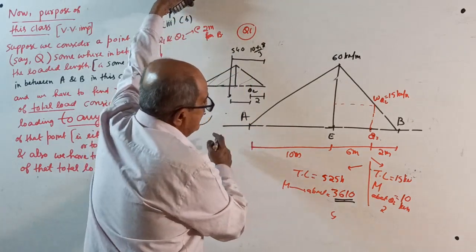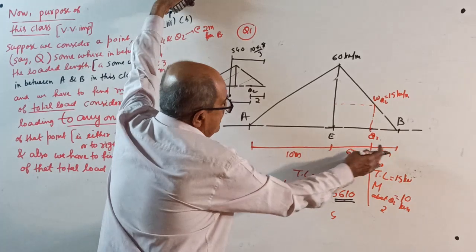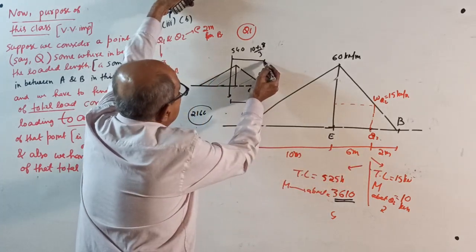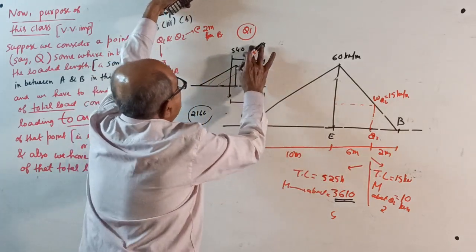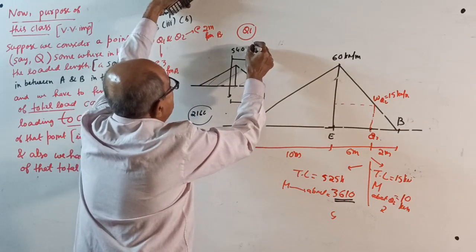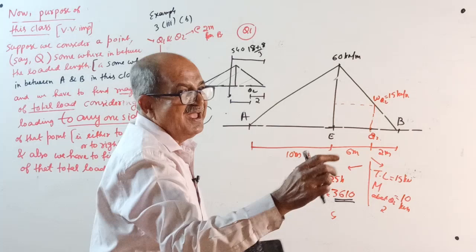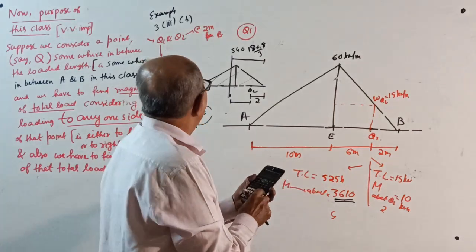Total load is acting here. This is 10, this is 8. From here 10 plus, oh sorry, not 10, 18. Oh, the span is 18 meter. What am I doing? Okay. See, now it will tally.